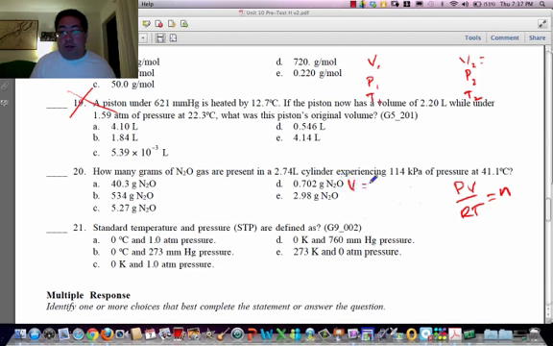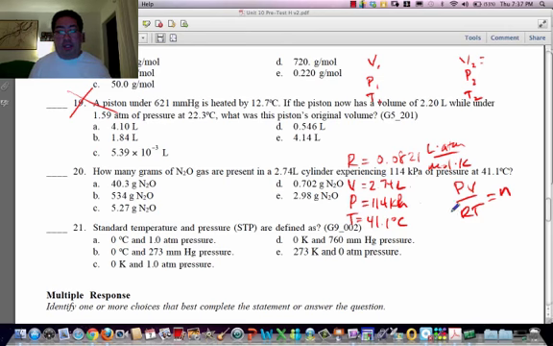So we have a volume of 2.74 liters, a pressure of 114 kPa, which we're going to have to convert into atmospheres. The temperature is 41.1 degrees Celsius, which you're going to need to convert into Kelvin. And then we have our R. Remember, R is 0.0821 liter atmospheres over mole Kelvin. And we go ahead and plug in our numbers and we solve.